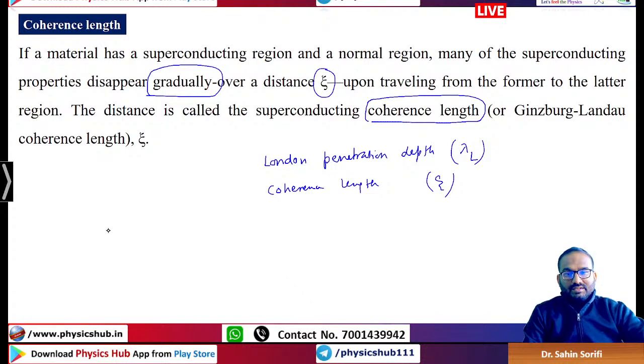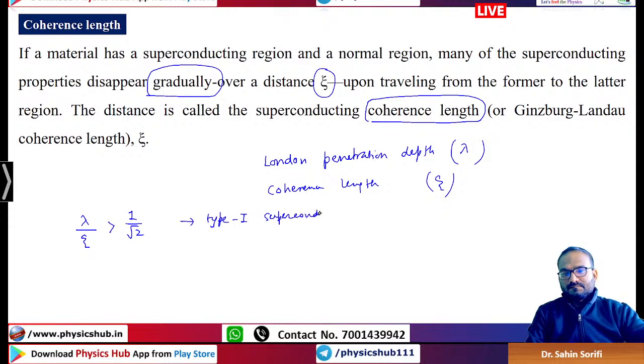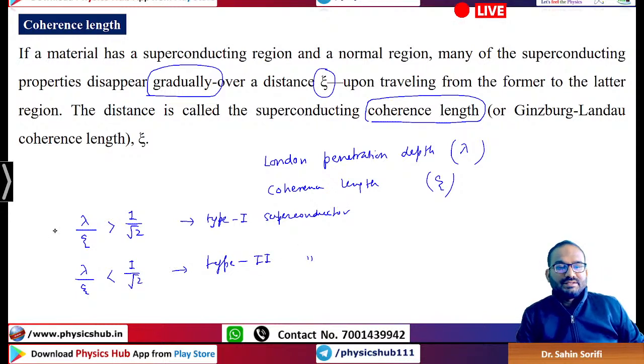Let's say if the ratio lambda upon xi is less than 1 upon root 2, then we will call it type 1. And if lambda upon xi is greater than 1 upon root 2, this is known as type 2. So just remember.